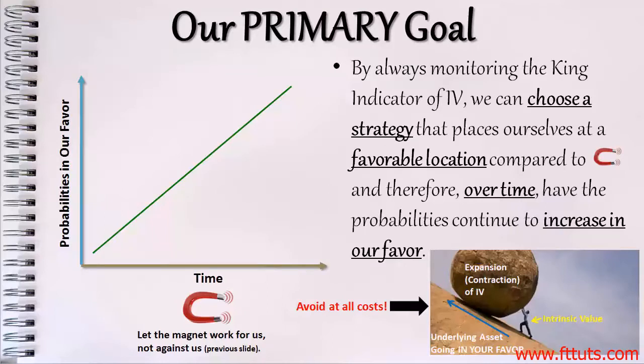Now I was debating whether to put this slide first and then go to the examples, or start with an example where things aren't quite right. I decided to go this route because I think it does a good job of showing what our primary goal is. Our primary goal is that, by monitoring the king indicator of implied volatility, we can choose a strategy that places ourselves at a favorable location compared to the magnet, and therefore over time have the probabilities continue to increase in our favor.